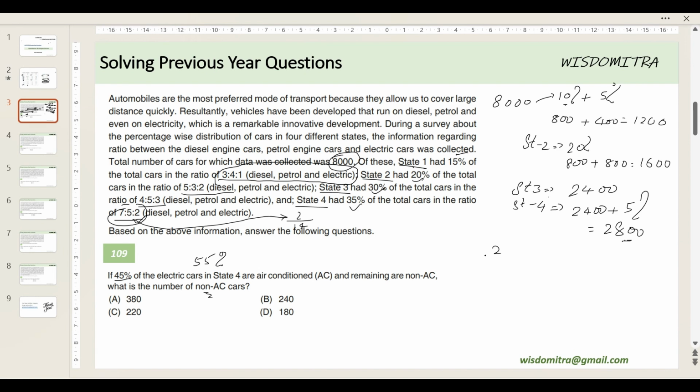2 in 14 of 2800, right? So these are the total number of cars in state 4, 2 of 14 of that, and then 55% of that, right? 55% is nothing but 55 by 100. So this is the number I need to find out. It's a very easy calculation. These two go away.